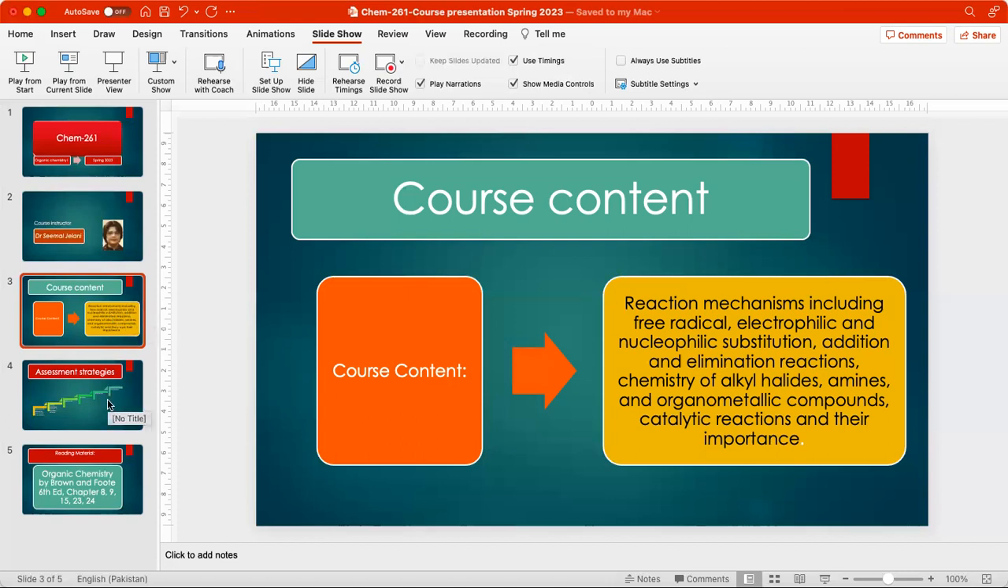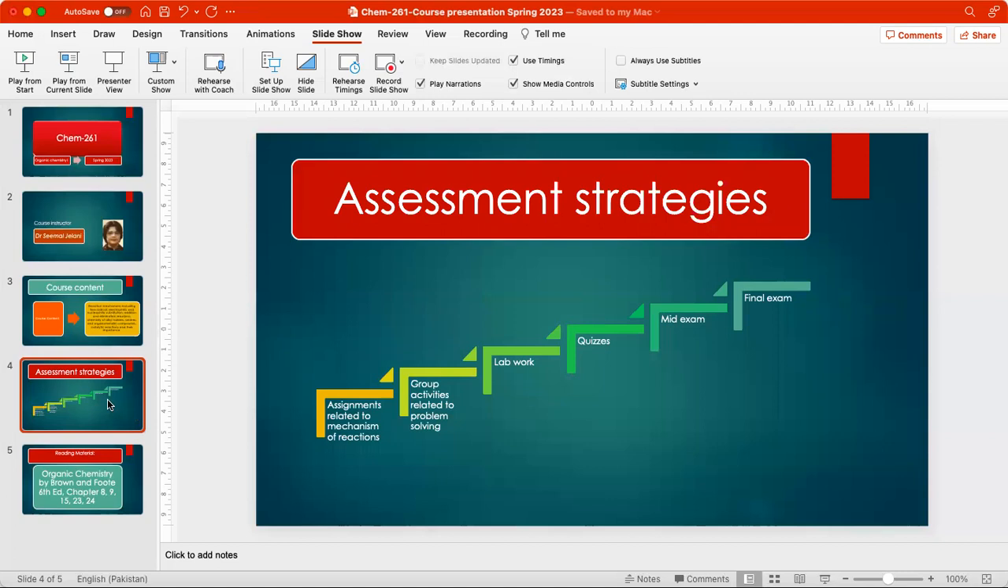And if I talk about the assessment strategies, they include assignments related to the mechanism of reactions, group activities related to problem solving, lab work, quizzes, a mid-exam, and a final exam. And one thing I must add over here is academic writing. We will go for catalysis and green chemistry. We focus on this area also. And then I will give you some very latest articles on catalysis and green chemistry. So we will have practice on how to go for academic writing and then how to present the work. So there will be a presentation assessment also.